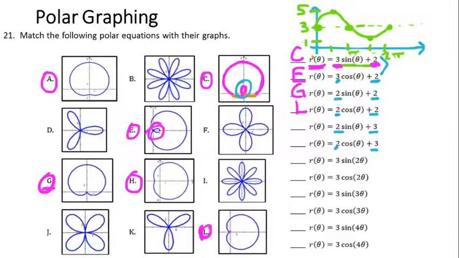So A is centered up on the y-axis. That's the one that goes with sine. And H is centered up on the x-axis. That goes with cosine. All right, so now we're left with these flower graphs.